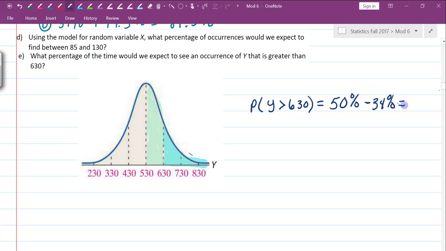So what is 50 minus 34? That is 16% of the data is going to be greater than 630, okay? Because I know that 50% of the data is in this half of the curve. I'm looking for the blue area here. I know the area here in the green, so if I know the whole portion is equal to 50%, I subtract off the 34% in the green. That gives me my balance of what the blue is, which is 16%.